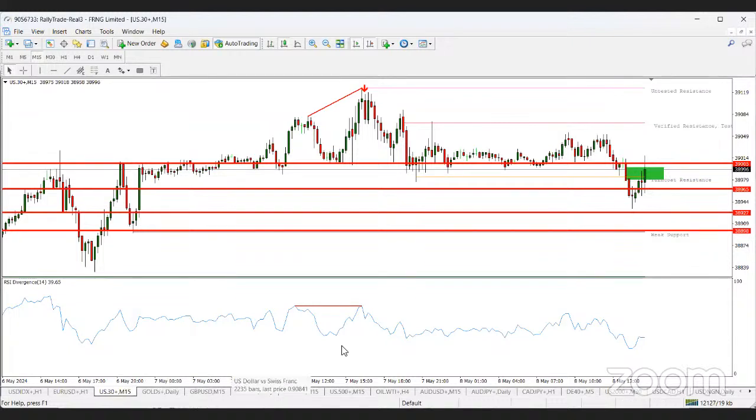US30 has actually picked our sell. So monitor it. It should be in profit now. Watch out for that.